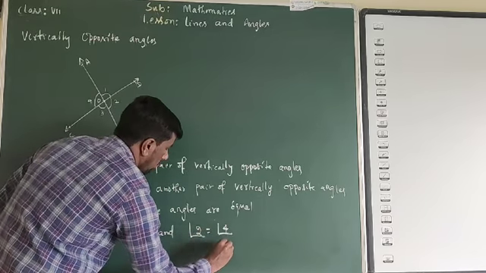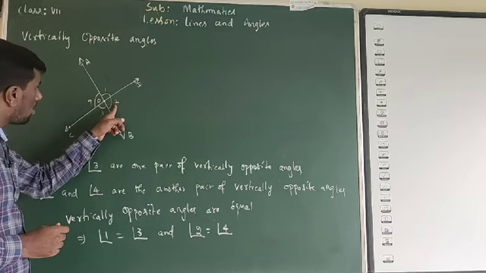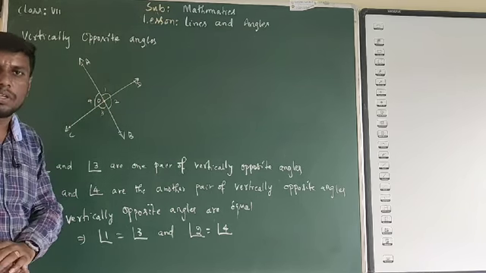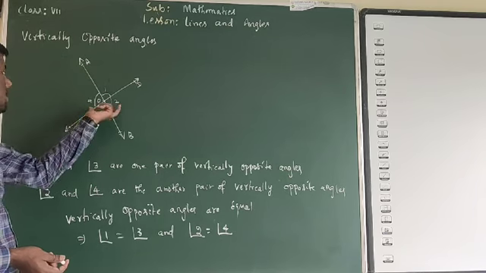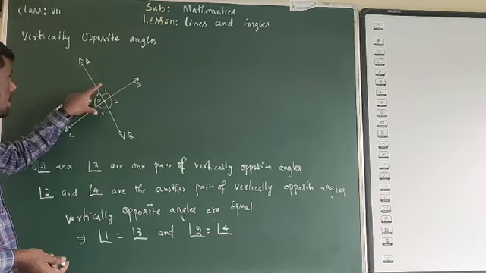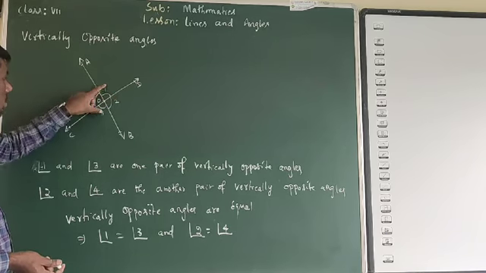Suppose this angle is 30 degrees, then this is also 30 degrees, because vertically opposite angles are equal. If this angle is 80 degrees, then this is also 80 degrees, because these two are vertically opposite angles. These two are one pair and these two are another pair. These two are equal as well as these two are equal. This is always true when two lines intersect. Four angles will be produced, and out of the four angles we have two pairs of vertically opposite angles, and those are equal. So this is about vertically opposite angles.